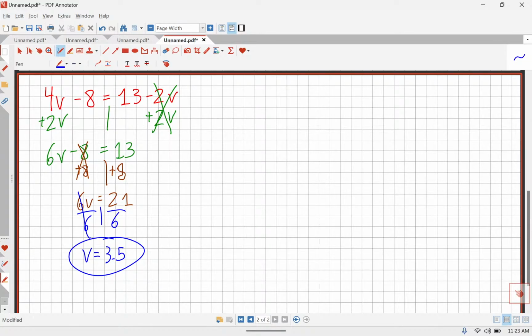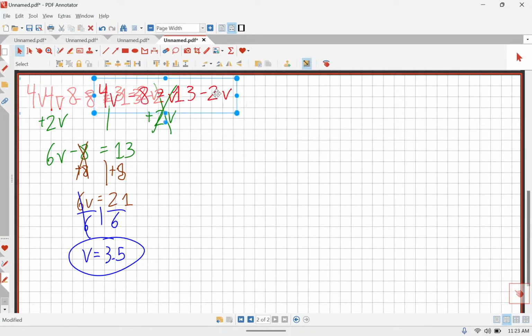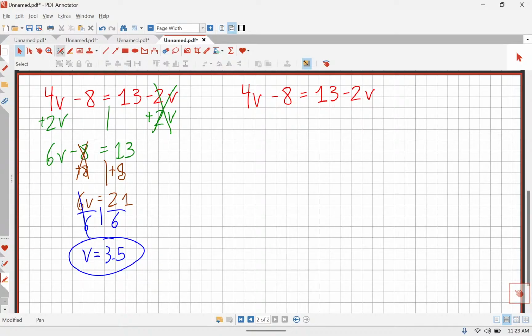Now, Garrett asked a really good question, which is, does it really not matter which side you do? And I want to show you that it doesn't. Let's get rid of a 4v. Garrett, how do I get rid of a positive 4v? Yeah, so we're going to get rid of this by subtracting 4v here and subtracting 4v here.